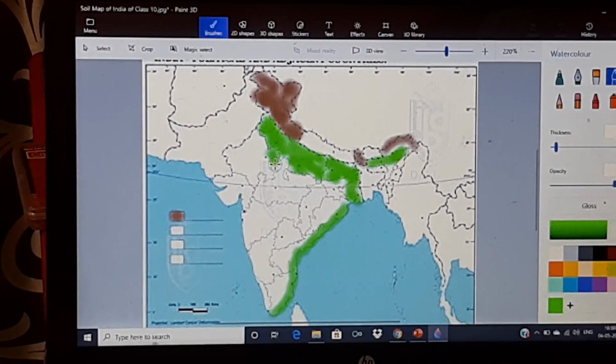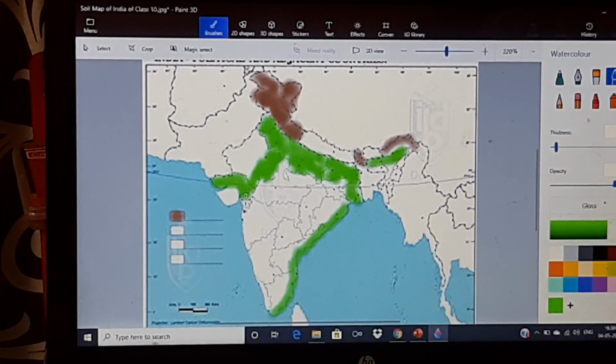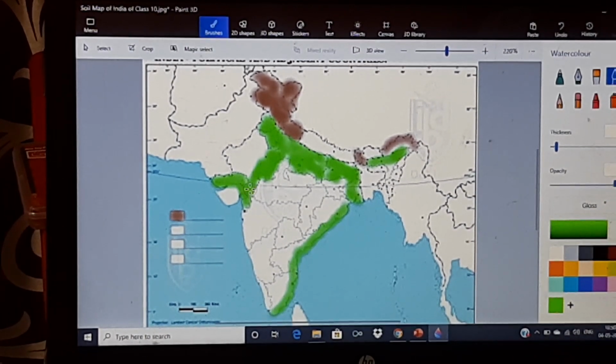Now there is another part left out for the alluvial tract, the narrow fringes of Rajasthan and a little bit of Madhya Pradesh, where we are having the alluvial tract too. Now why is this alluvial tract there in Rajasthan? It is due to the Satluj river, and we are having a part in Gujarat also where we are having this alluvial tract. So here we completed the soil type, that is alluvial.